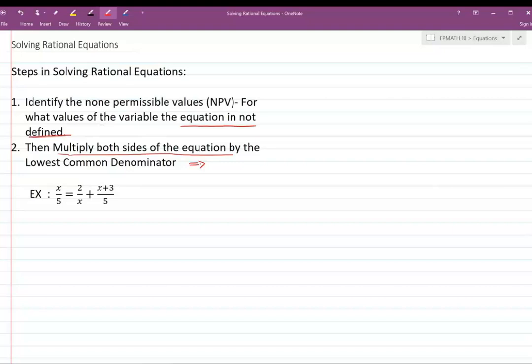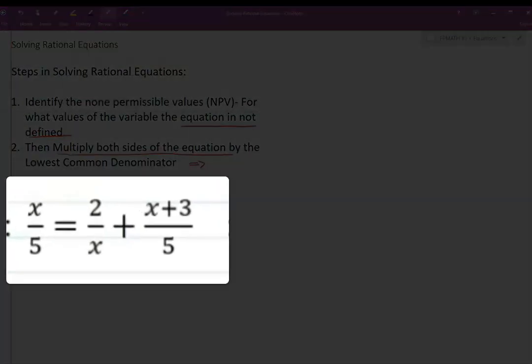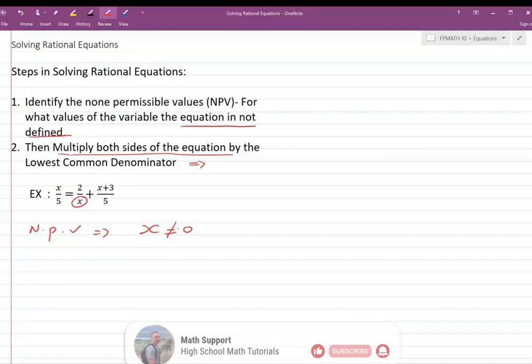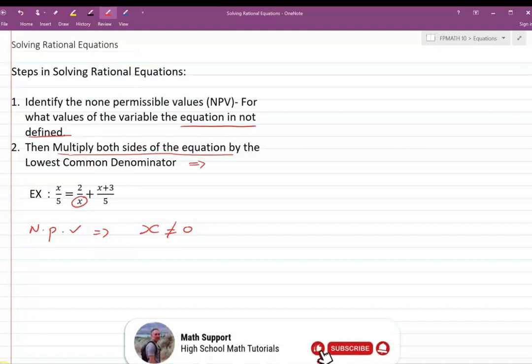So let's do the first thing first. What is the NPV here, or the value of the variable x that makes the equation undefined? So we have x in the denominator there, and x cannot be 0. That is the crucial thing. So that is the value NPV, x cannot be equal to 0. And then now we're going to go through and solve.